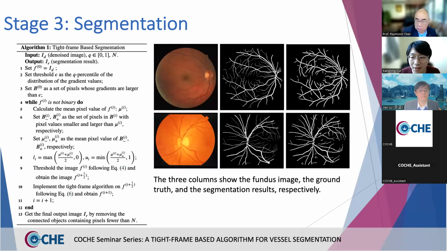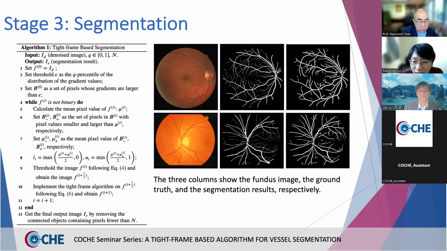Here we adapt an iterative time frame technique to segment retinal vessels, where you can see here there is a Q. The Q is a quantile, a percentile. We just set a percentile and set the threshold to be the Qth percentile of the distribution of the pixel intensities. This reduces one of the parameters we need to set.